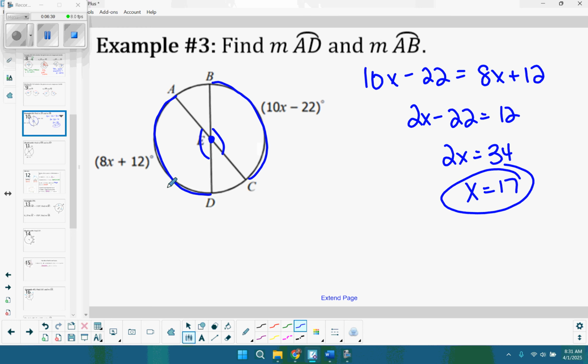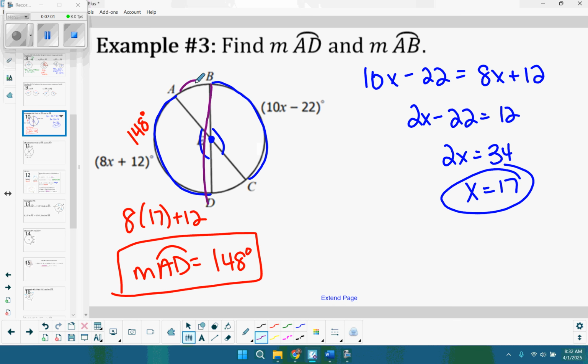To find the measure of arc AD, I could plug it into 8x plus 12. So 8 times 17 plus 12. The measure of arc AD would be 148 degrees. So if this arc is 148, and this was a diameter, then this and this together have to equal 180. So 180 minus 148 would tell me that the measure of arc AB is 32 degrees.